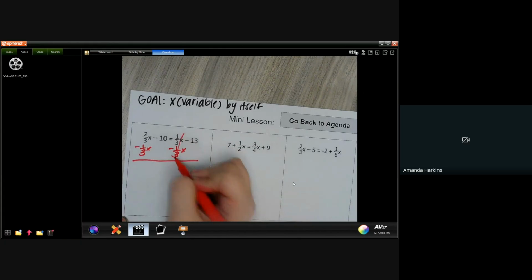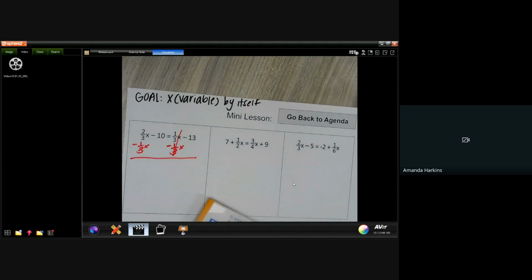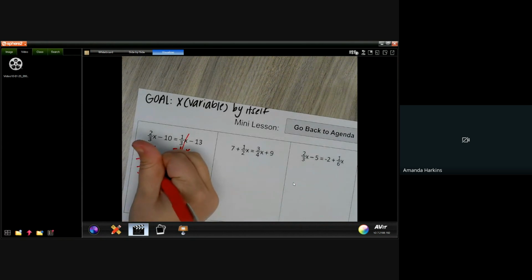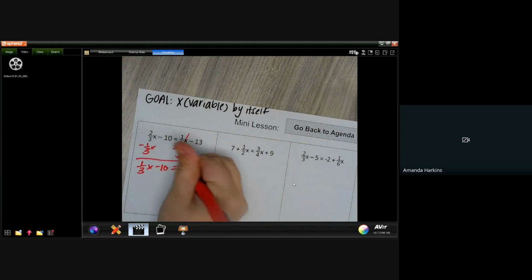Okay? These zero out. In my calculator, if I wanted to do control divide 2 over 3 minus control divide 1 over 3, I get 1/3. So I should have 1/3 x minus 10 equals negative 13.